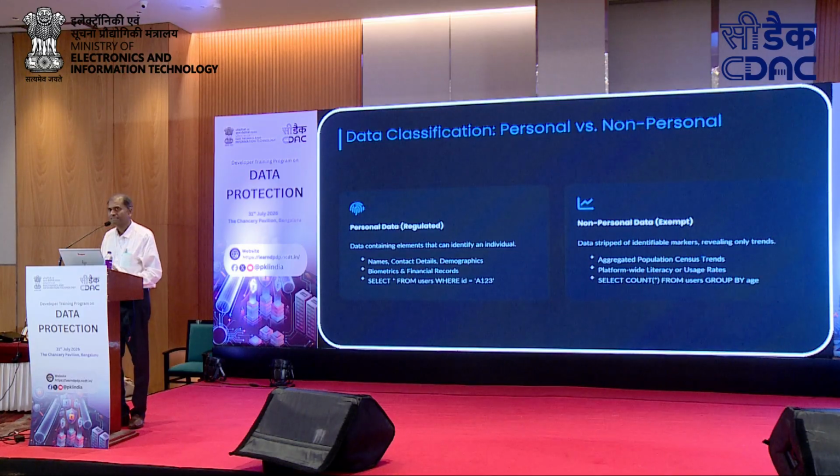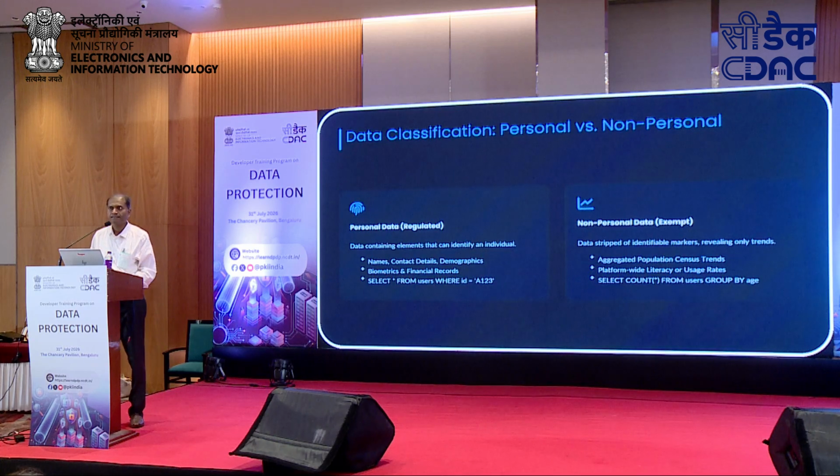Next is personal data and non-personal data. You all know that DPDP is primarily concerned with personal digital data, so that is why we are looking at what is personal data and non-personal data. Personal data is data that can uniquely identify an individual. It can have the name of the person, contact details, demographics, biometrics and financial records. If you can do a query like SELECT * FROM users WHERE user_id = 'A123', and you are able to get a particular user's data, then it is personal data.